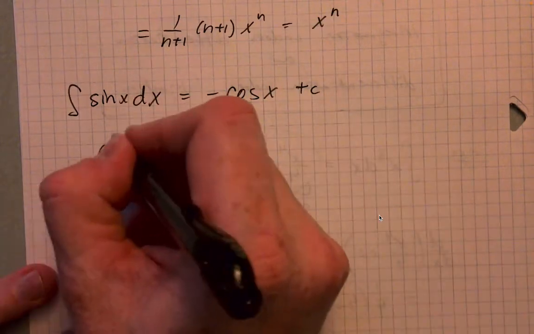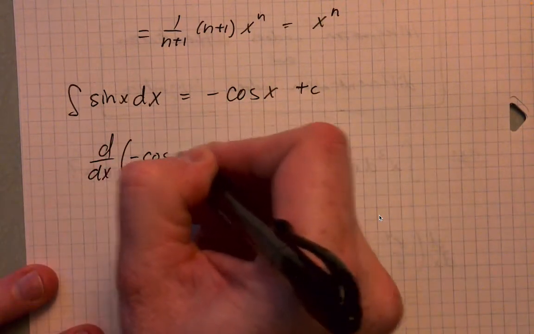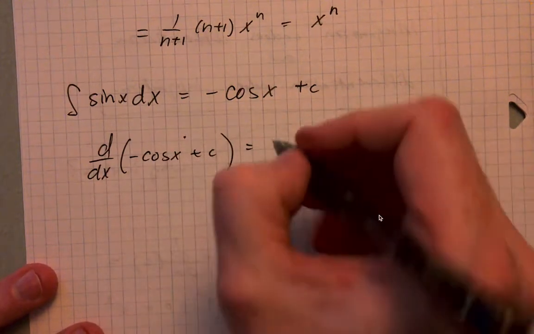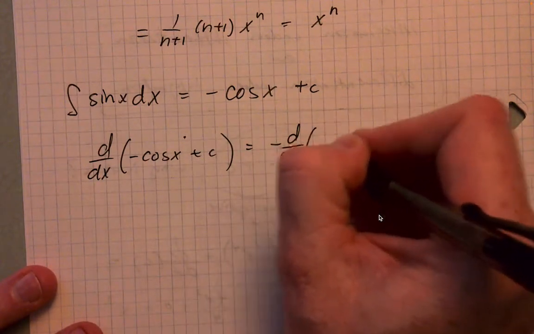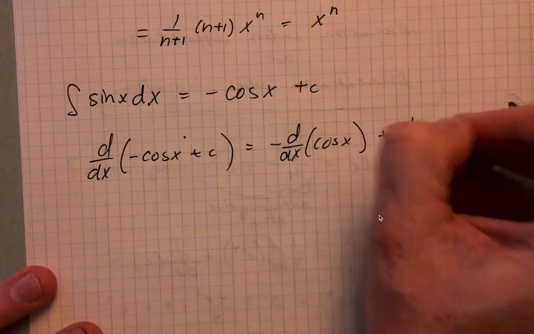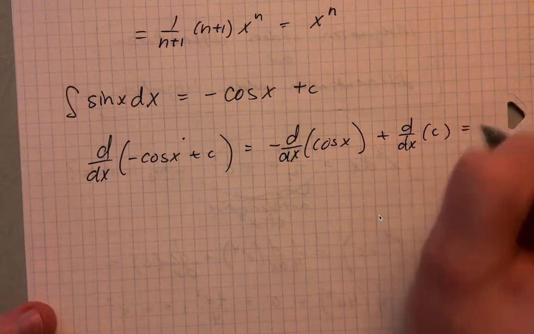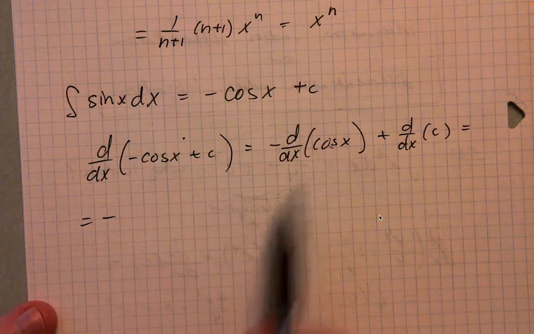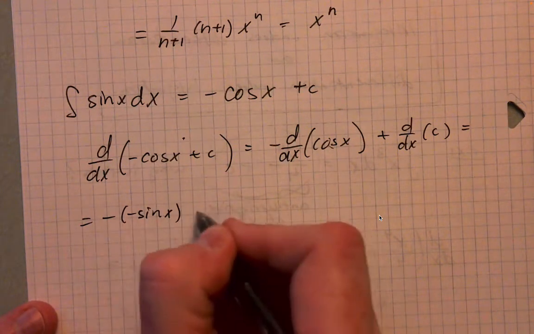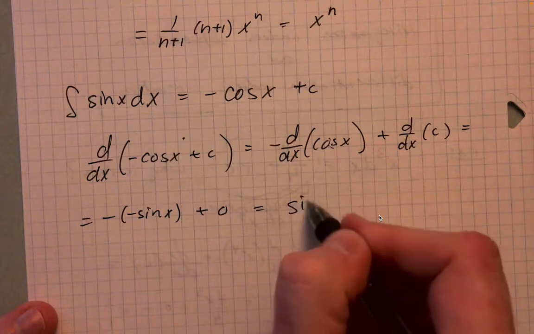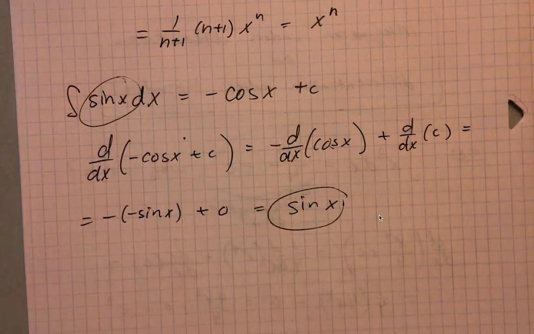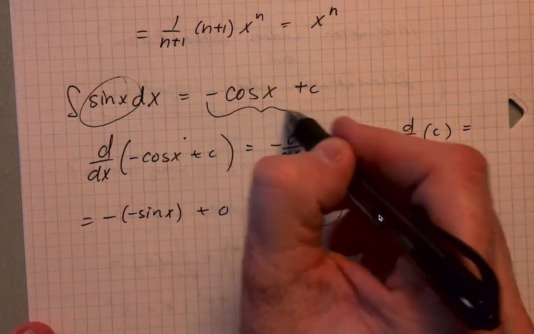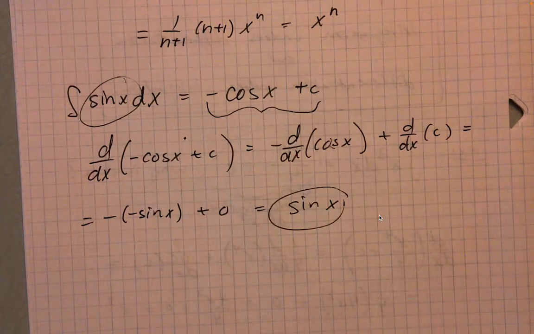Why is that? Well, it's because the derivative of negative cos x plus c, I can think of that as the negative d dx of cos x plus d dx of c. So that's negative, and the derivative of cosine is negative sine. And then this is, of course, 0, and so you end up with just sine of x. Okay, and so this is the general form of the antiderivative of sine of x. Okay, so therefore it's the indefinite integral of sine of x.